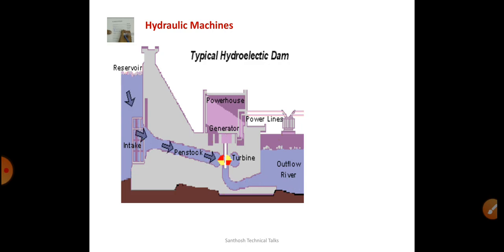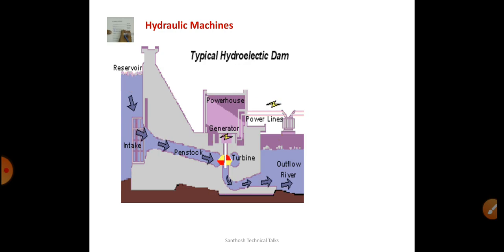The turbine is coupled with the generator, that is why it is producing electricity. After running the turbine, this high velocity and high pressure stream of water is delivered by means of a draft tube to the overflow river. That is how the power is generated from the hydroelectric power stations.